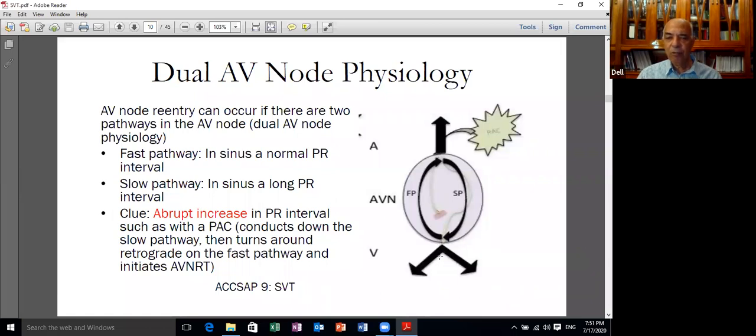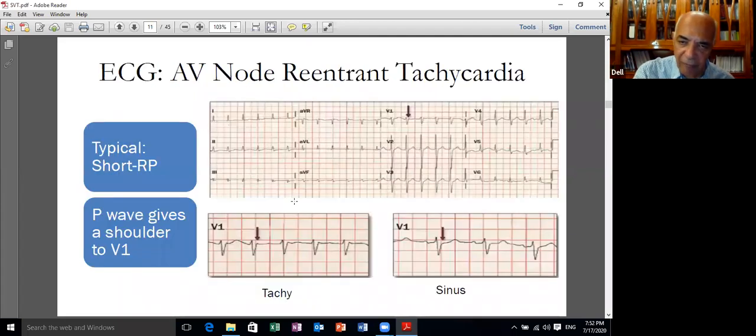So sometimes it produces a pseudo Q wave if it appears before the QRS, or it produces a pseudo R prime wave if it appears after the QRS. This is important. In the fast pathway, this is the normal conduction of the atrial activity. The slow pathway gets activated if there is a premature beat that cannot pass through the fast pathway. So this is what happens in AV nodal reentry tachycardia.